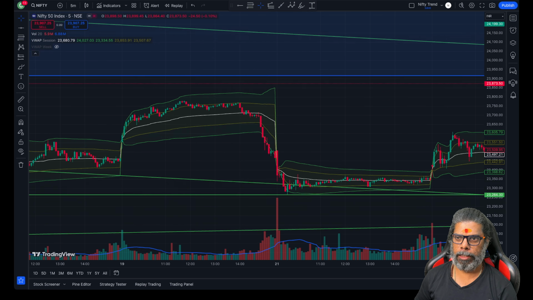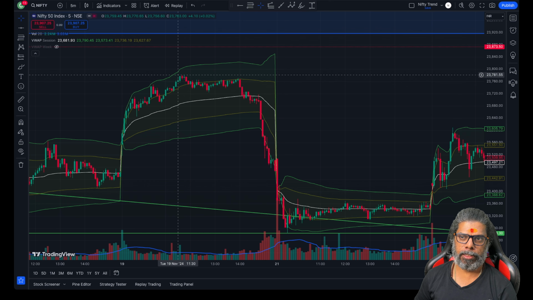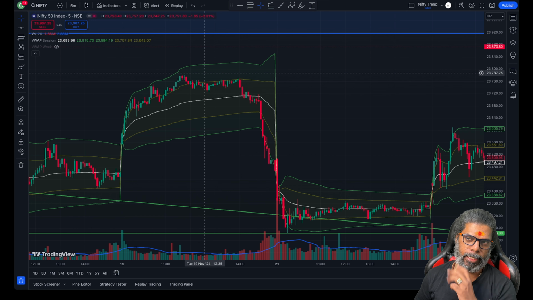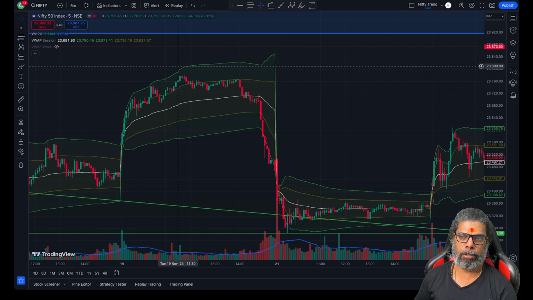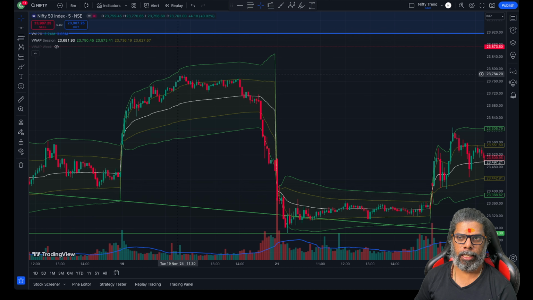Normally, what happens, right? The second line you see, maximum, the second line it bounces back. Okay, it comes back. So you can assume that the second line can be a resistance zone. If you see, it is making a higher high, but it is hitting the resistance. So there's a chance it may come down.